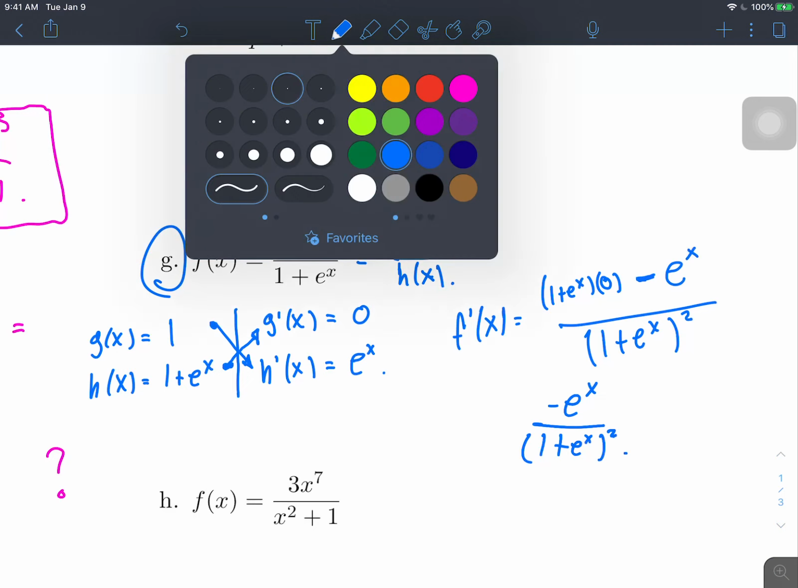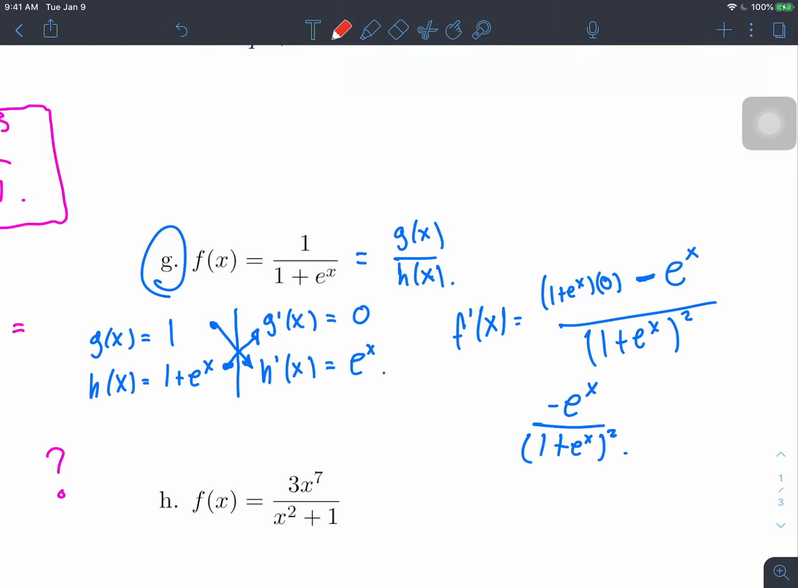And the last thing I'll say is that the clever thing that Alice did was to recognize that this can be written as 1 plus e to the x to the negative first power. So she was able to complete this problem by using nothing but the power rule and the chain rule.